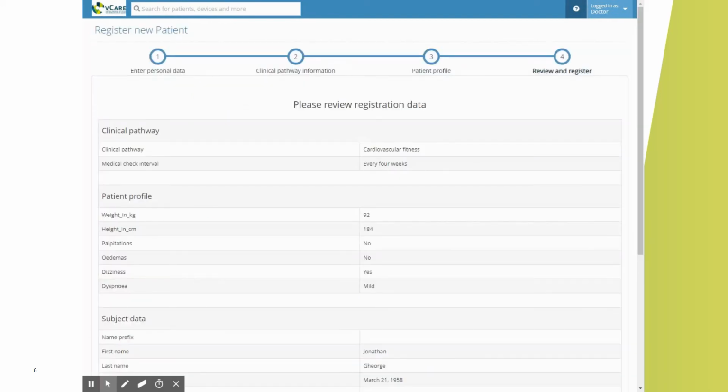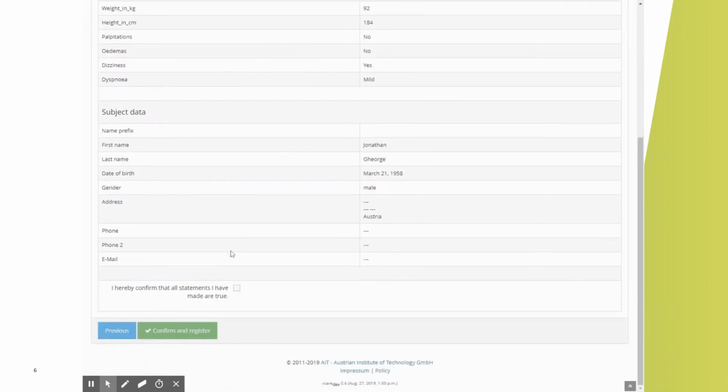Finally, Mr. George is presented with a summary of all data entered, and Mr. George's patient profile is completely set up.